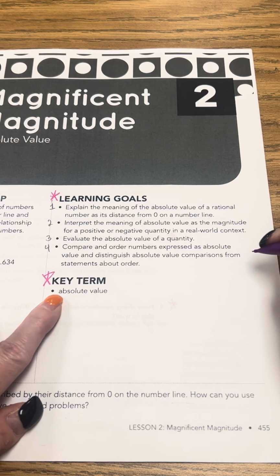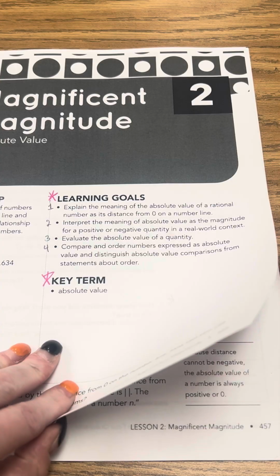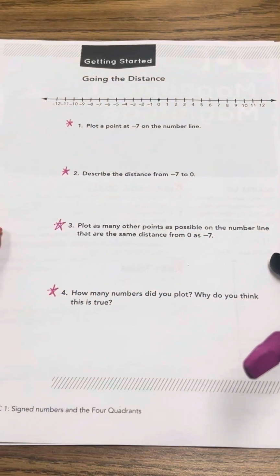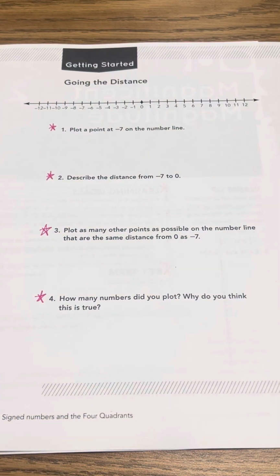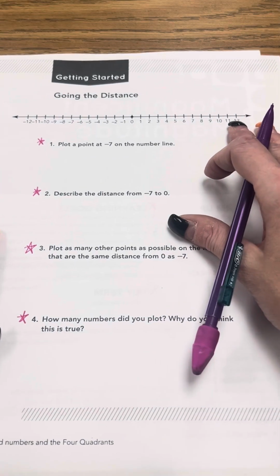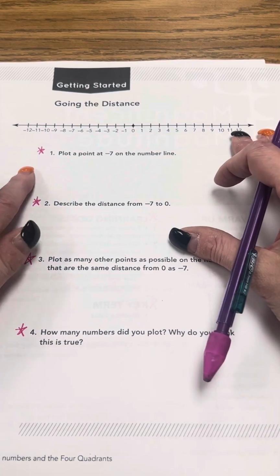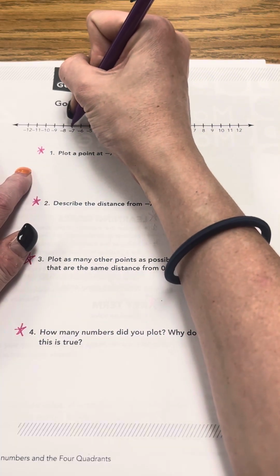We do have one key term, it's absolute value. Our lesson today is mostly about absolute value. We're going to go ahead and turn to the next page. Next page is page 456, going the distance. We do have a number line here. 1 says plot a point at -7. So on the number line, we're going to find -7, and we're going to plot that point.